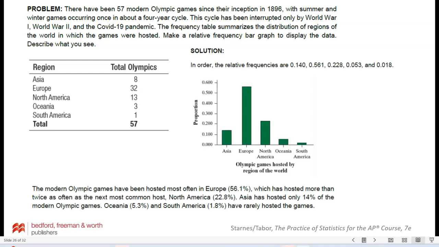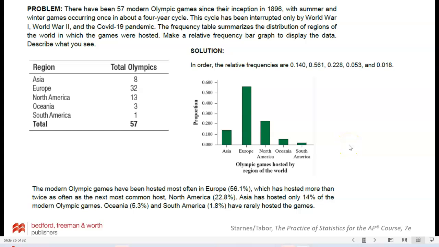To make a bar chart, you would take those percentages and chart them. We just got the 14 and the 56% there. You have to put a title at the bottom or on top, it's fine too. Olympic Games hosted by region of the world. The categories there that we're studying, it's categorical data. So those are the individuals, or the countries or the groups there: Asia, Europe, North America. And then proportions are the relative frequencies on the side there.